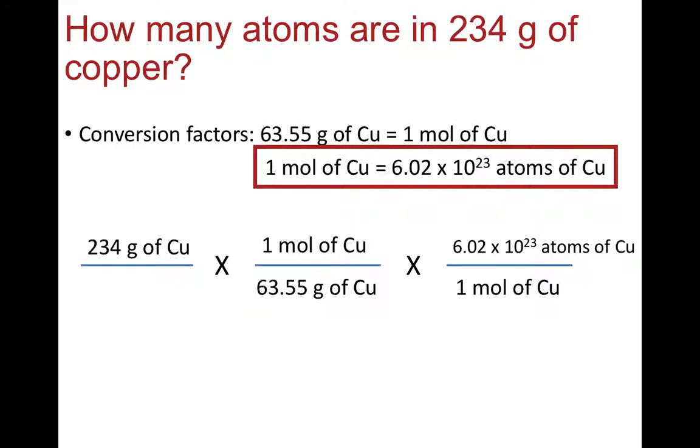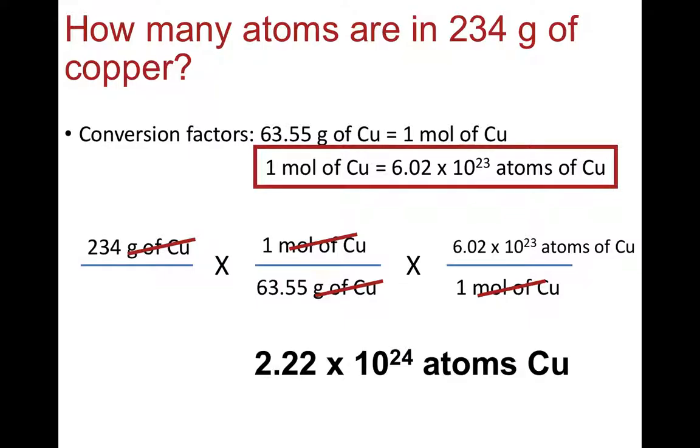Now comes the fun part of canceling out your units. So grams of copper and grams of copper cancel out. Moles of copper cancel out, which leaves me with atoms of copper, which is good news because when we look at the question, it's asking how many atoms of copper are there. So multiply everything at the top. So 234 times 1 times 6.02 times 10 to the power 23. Divide by what's at the bottom, 63.55. The answer that you get is the number of atoms of copper you have in 234 grams of copper.